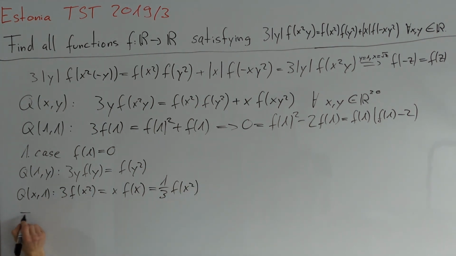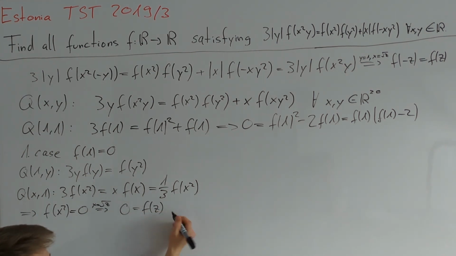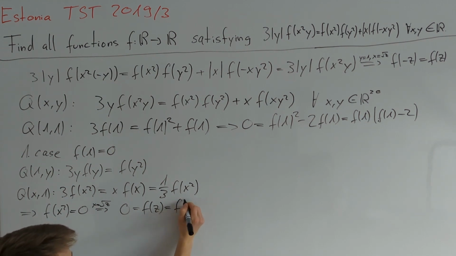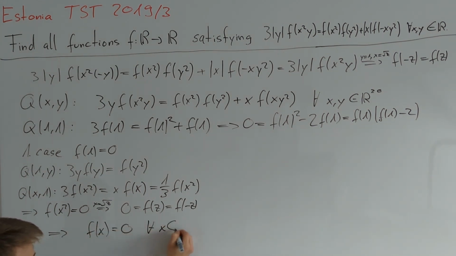This implies that f of x squared is equal to 0, and now we can take x to be equal to the square root of z and get that 0 is equal to f of z, and this is also equal to f of minus z. This means that f of x is equal to 0 for all x in R.